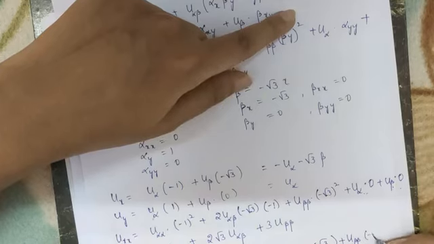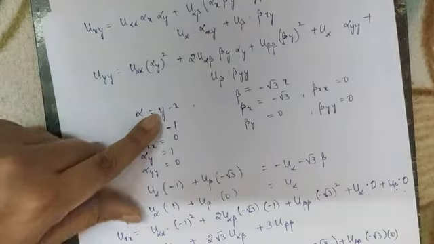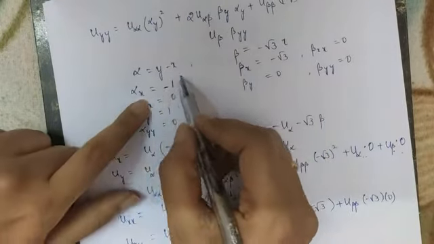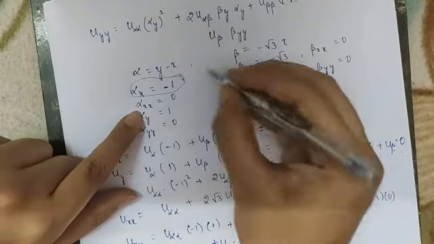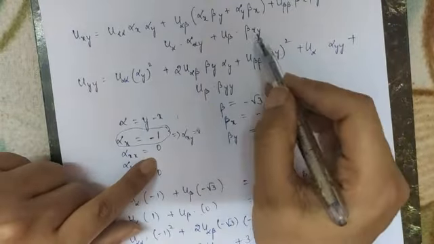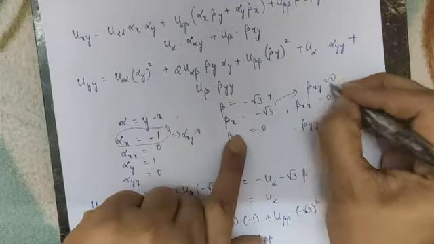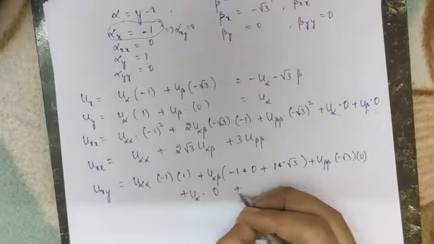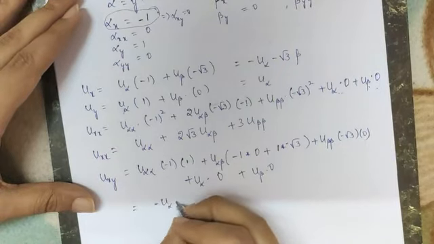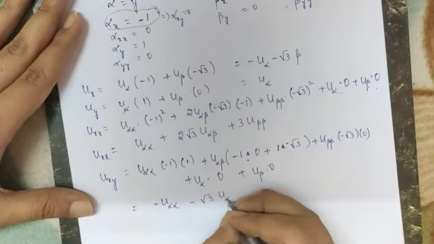Beta x is minus root 3, beta y is 0. Now we have to find out alpha xy, that means I have to differentiate alpha x with respect to y. So alpha xy is 0. Similarly we have beta xy. If I differentiate beta x with respect to y, I will get it as 0. So u alpha into 0 plus u beta into 0. You will get this as minus u alpha alpha, this term will be 0, and minus root 3 u alpha beta.